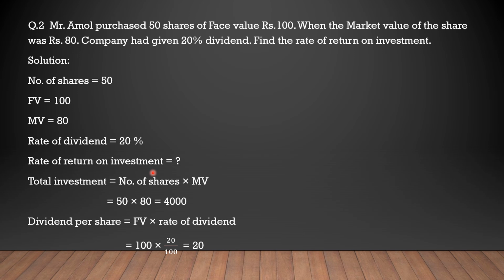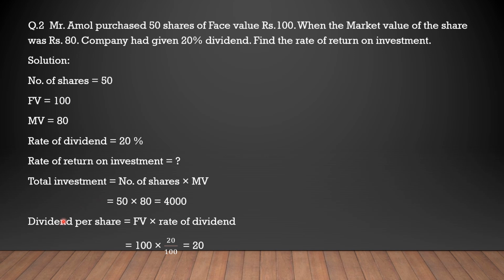So first we find total investment. Total investment is equal to number of shares into market value. So number of shares is 50 and market value is 80. So 50 into 80 is equal to 4,000. So total investment is rupees 4,000.